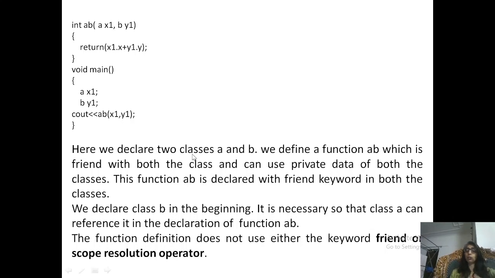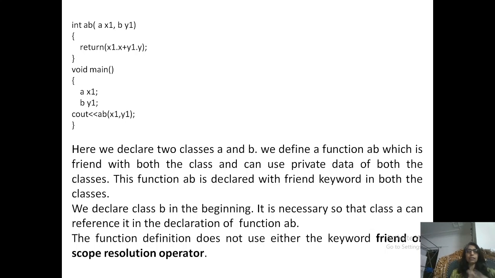So here we declare two classes A and B. We define a function AB which is friend with both the classes and can use private data of both the classes. The function AB is declared with friend keyword in both the classes. But remember, AB is not part of any of the classes. It is just a friend of the class. It is an independent function. That's why we define it outside the class.